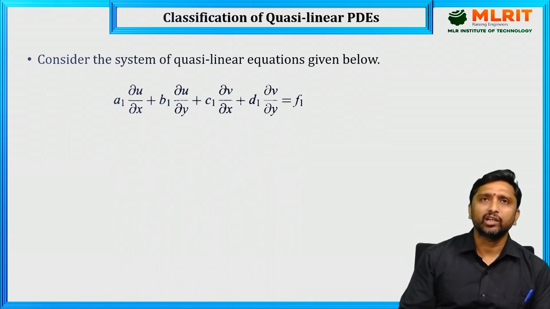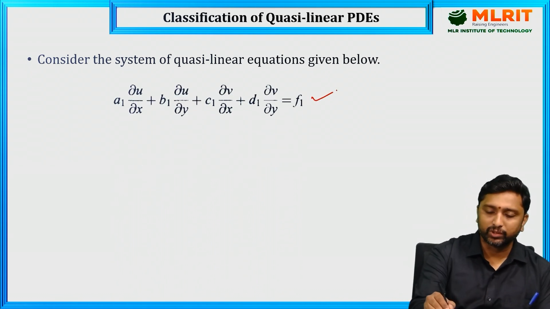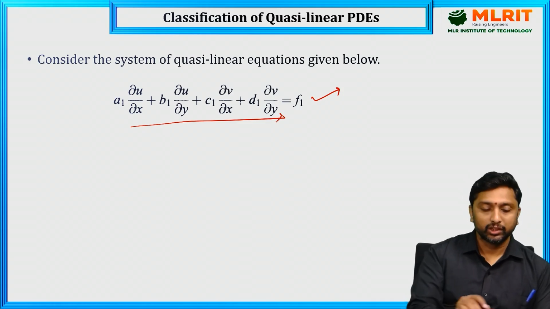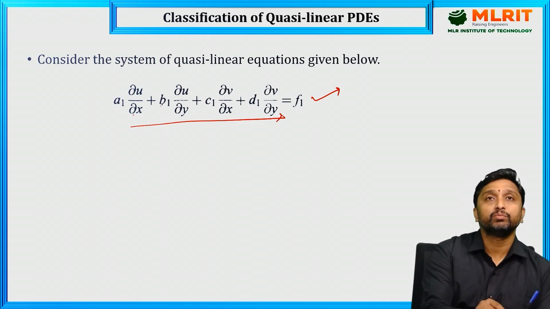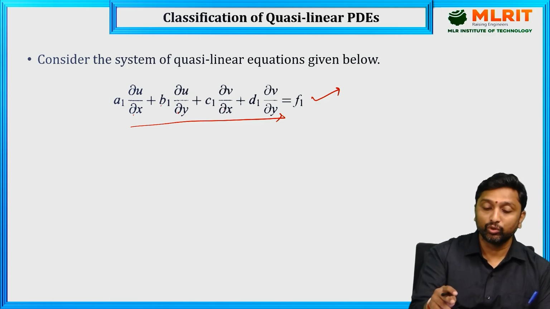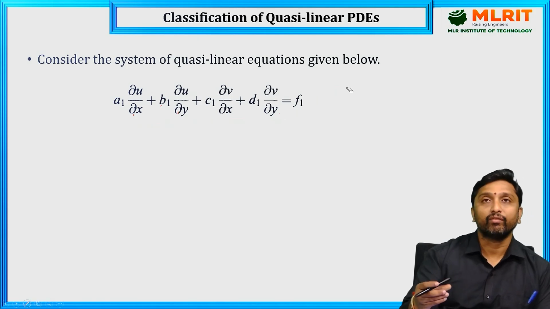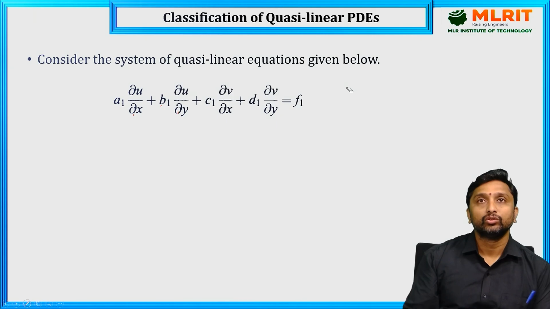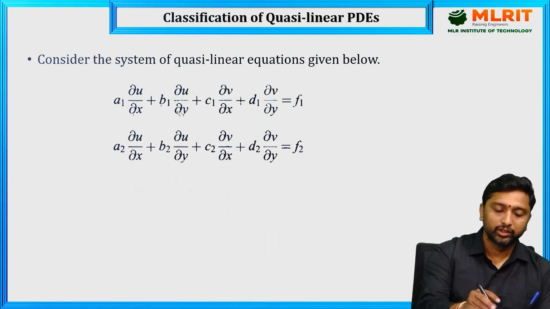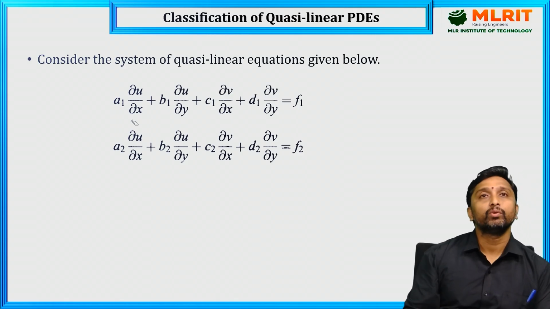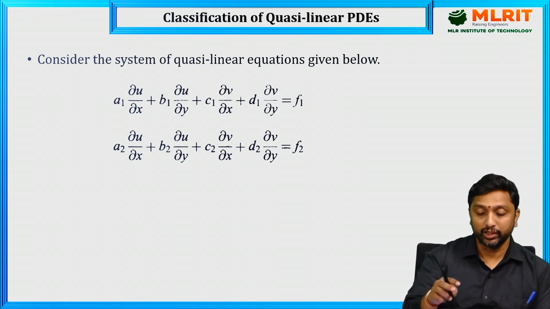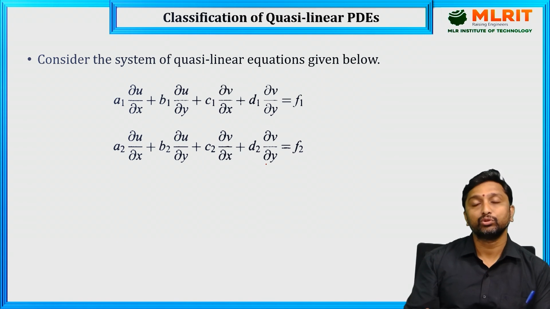A general quasi-linear system of equations is represented by this. This is for two-dimensional conditions, that is A1 dou u by dou x plus B1 dou u by dou y plus C1 dou v by dou x plus D1 dou v by dou y equals to F1. Since we are considering a system of equations, let us consider another equation, that is A2 dou u by dou x plus B2 dou u by dou y plus C2 dou v by dou x plus D2 dou v by dou y equals to F2.